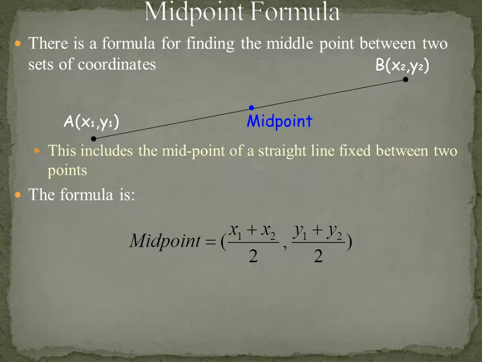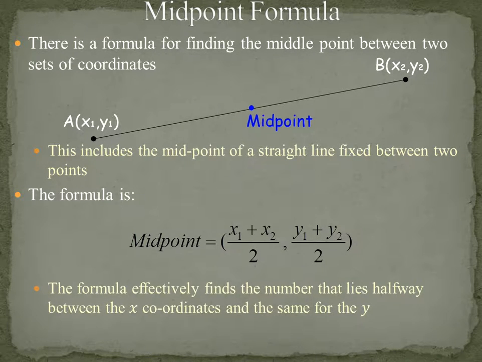Basically, all that formula does is find the average value. If you add x1 and x2 together and divide that answer by 2, it will give you the average of those two, which will be the midpoint x-coordinate. And doing the same for y will give you that. It's also important to note that this midpoint formula includes finding the midpoint of a straight line which is fixed between two points. Obviously, a straight line continues indefinitely, but we can fix the straight line for our context between two set points, and that allows us to use the midpoint to find the middle of that line.